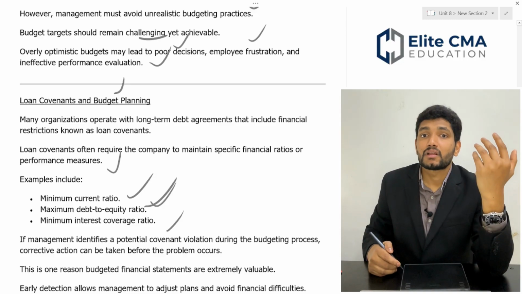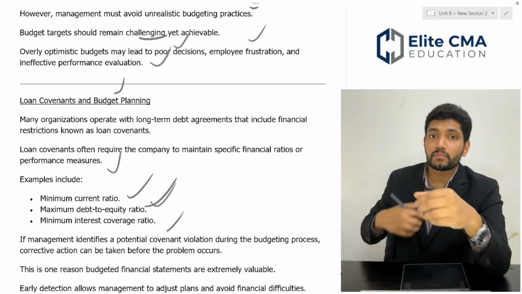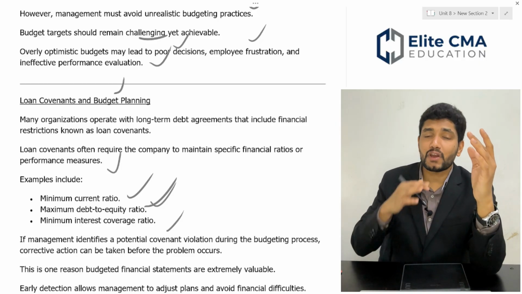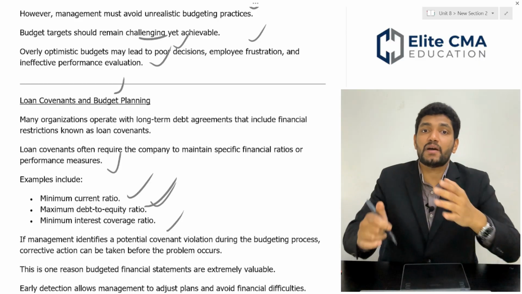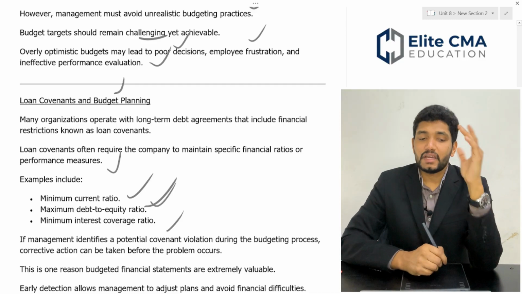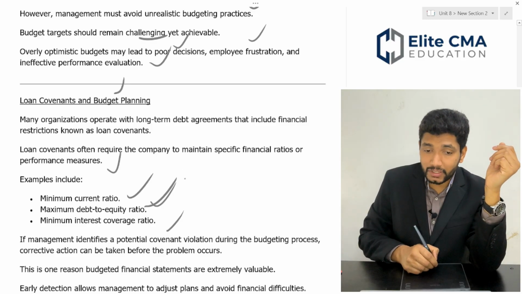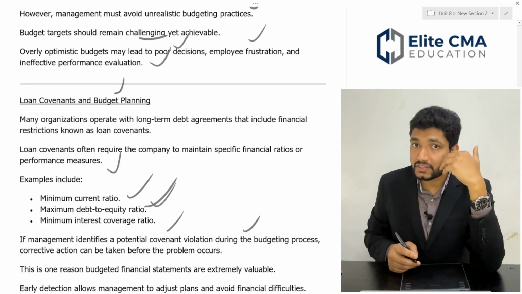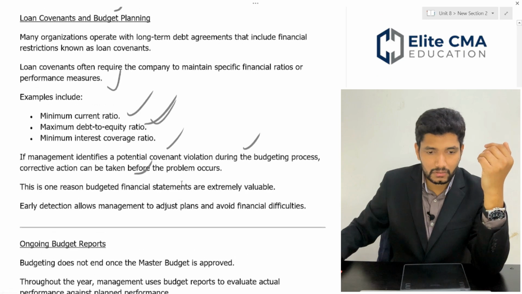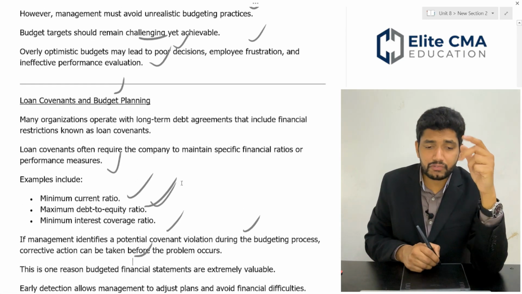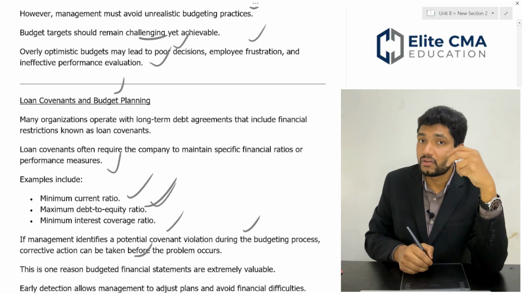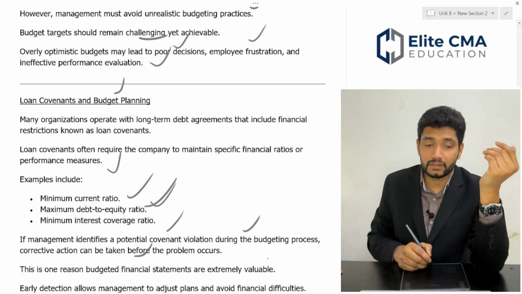The loan covenant also has to be considered in your budgeting process, and you have to make sure that at all stages of your financial position, the loan covenant terms are fully satisfied. If the management identifies a potential covenant violation during the budgeting process, corrective actions can be taken before the problem occurs. This is one of the key reasons why budgeted financial statements are extremely valuable if your company has a loan covenant.